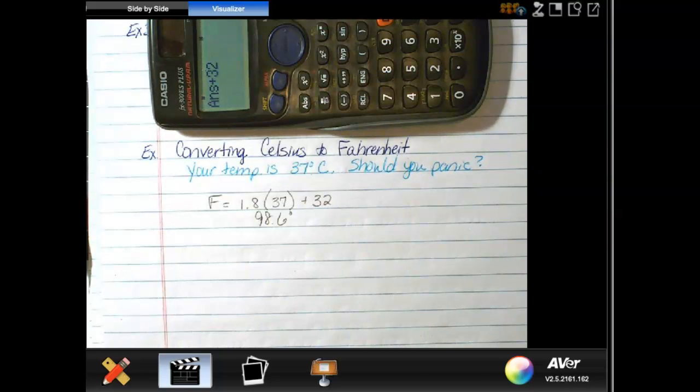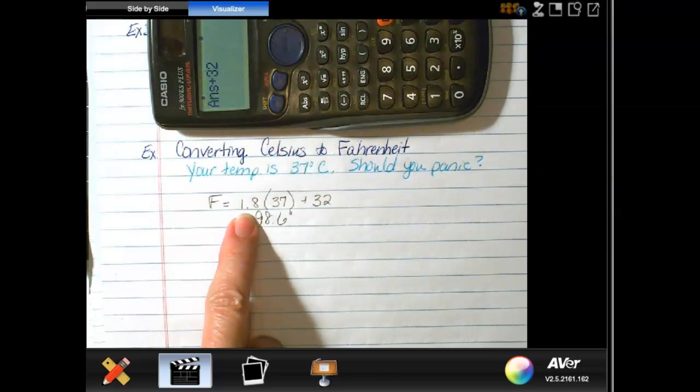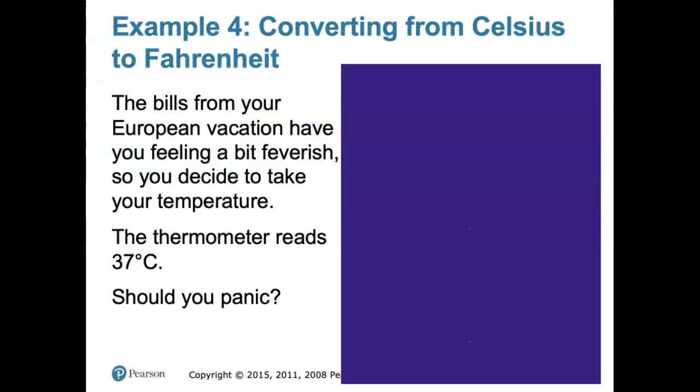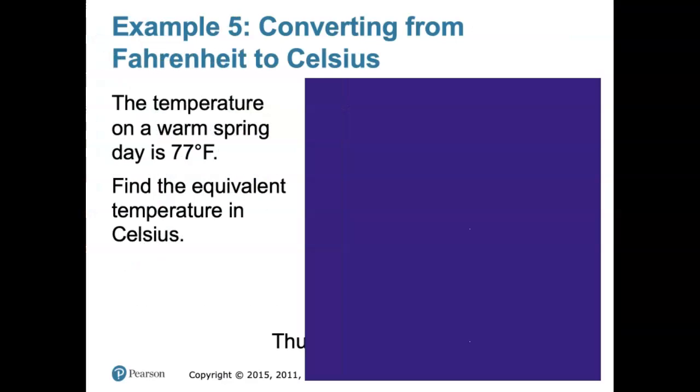You could have also, instead of using the 1.8, actually the one I normally use is the other one, which is the 9/5. And then we'll use the 5/9 when we have to convert from Fahrenheit to Celsius. So let's take a look at the last couple slides that I have for you. So, example number 5, converting from Fahrenheit to Celsius. The temperature on a warm spring day is 77 degrees Fahrenheit. What is the equivalent in Celsius?